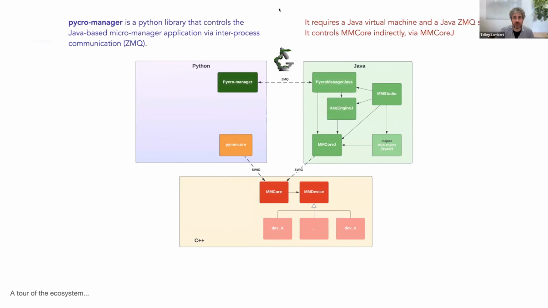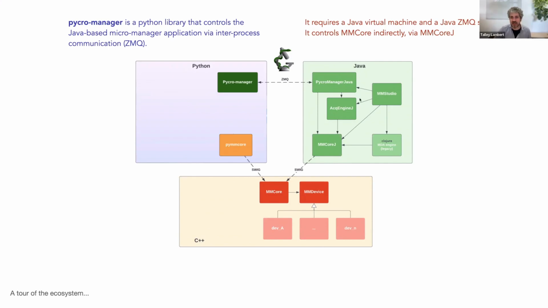Pycro-Manager is something that many of you are probably familiar with. It's a Python library that came out a couple of years ago that lets you completely control the Java application from the Python side using inter-process communication. The way this was designed was essentially to add a couple of layers on the Java side, so that they're running a ZMQ server. ZMQ is an inter-process messaging library.